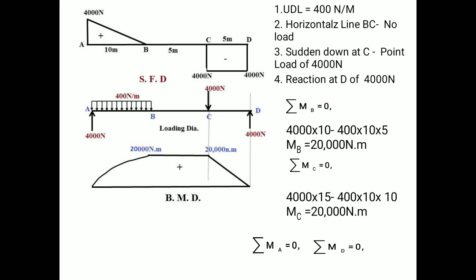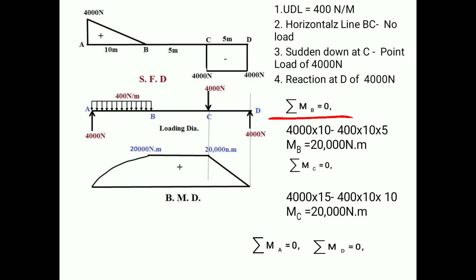Once you know the shear force diagram and loading diagram, we can easily draw the bending moment diagram. For the bending moment diagram we have to find out the bending moment at each and every point. So remember that at points A and D the value of bending moment is 0, because those are the end points. So we have to find out bending moment at point B only and at point C only. At A and at D we have 0 bending moment. Therefore, taking the sum of bending moment at point B equal to 0.